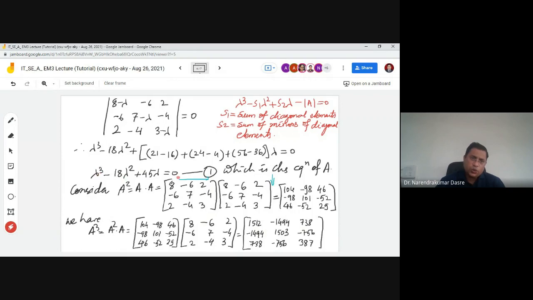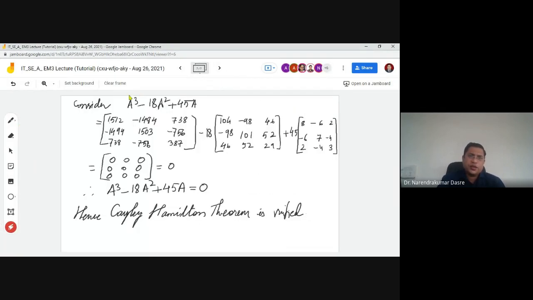Now we have to consider this polynomial. Do not write equal to 0; we have to show that it is equal to 0. So we consider the polynomial in terms of A. Once you consider this in terms of A, we write down A cubed, we write down A squared, and we write down A. And then after having this polynomial, we got it is equal to 0.